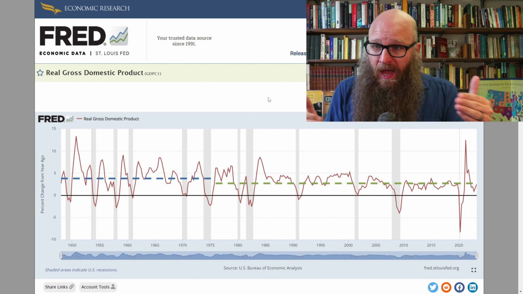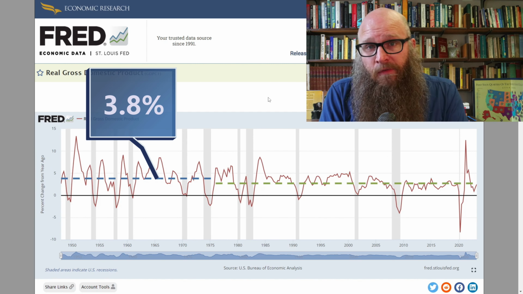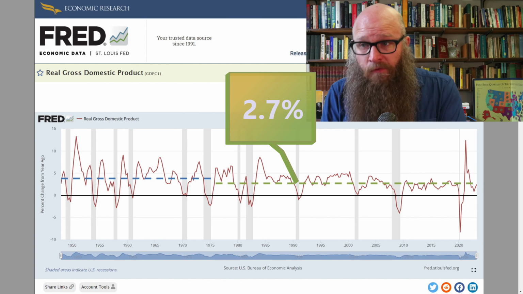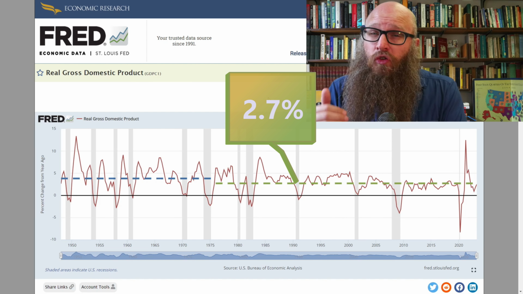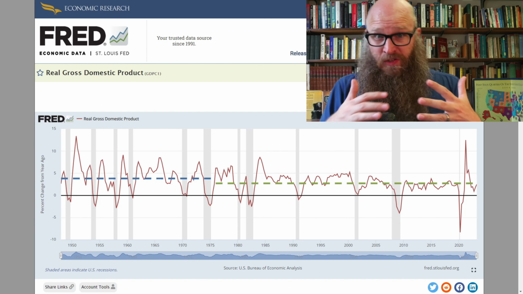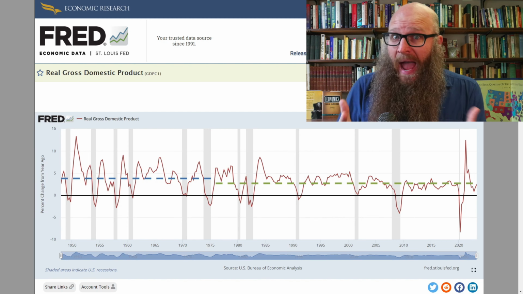So we can break up these averages. The pre-1975 average was 3.8%. Whereas post-1975, represented in the green dotted line, is 2.7%. There's a lot of hypotheses for this. One, just the technical progress has not been as disruptive.